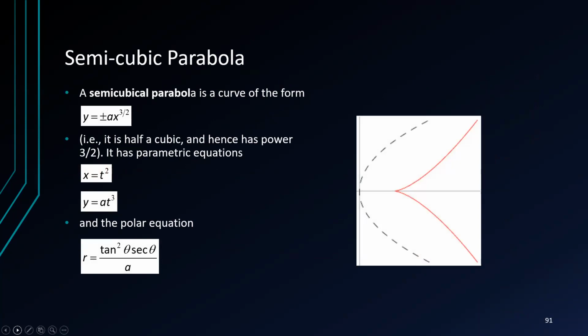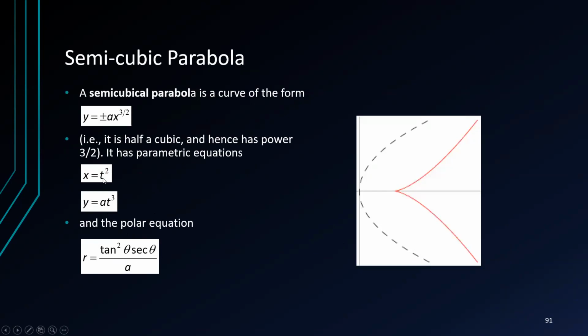A semi-cubical parabola is a curve of the form y is plus or minus ax exponent 3 over 2. It is half a cubic and hence has the power of 3 over 2. It has parametric equations x is equal to t squared and y is equal to a t cubed, and the polar equation r is equal to a tangent squared theta sine theta secant theta over a. Okay? So, parametric equation, so review nyo ng analytic kasi di naman masyado dito.